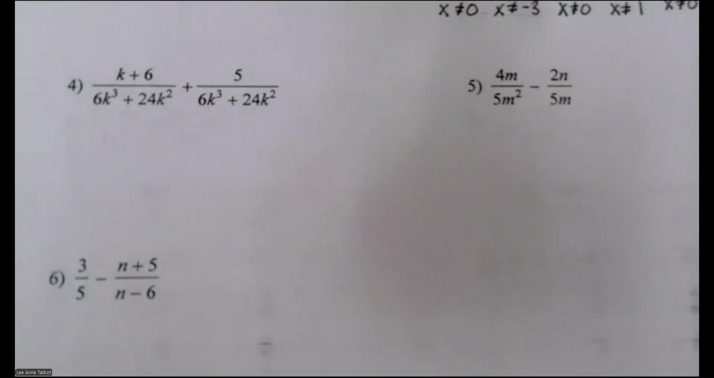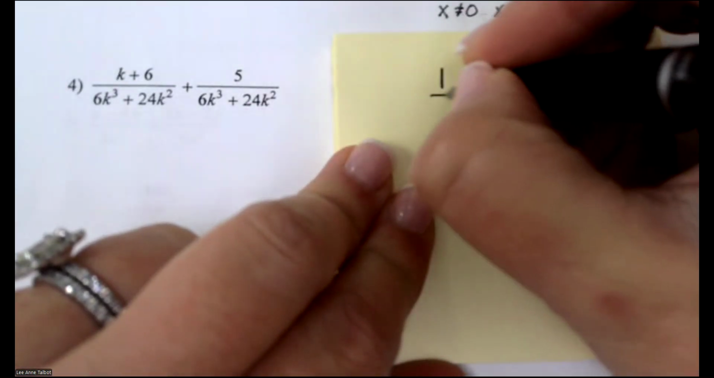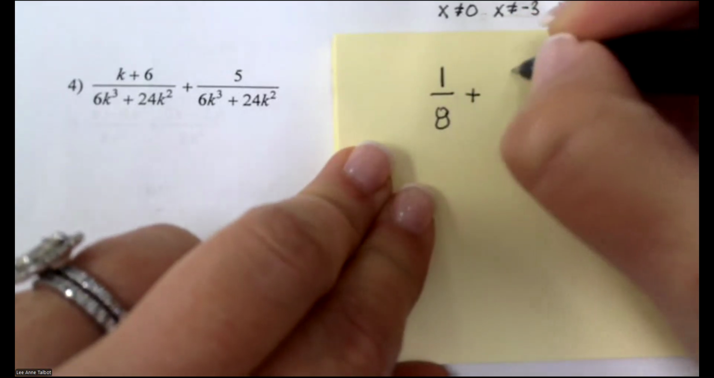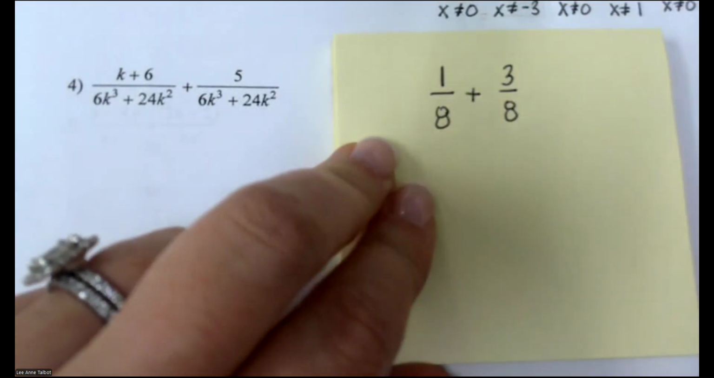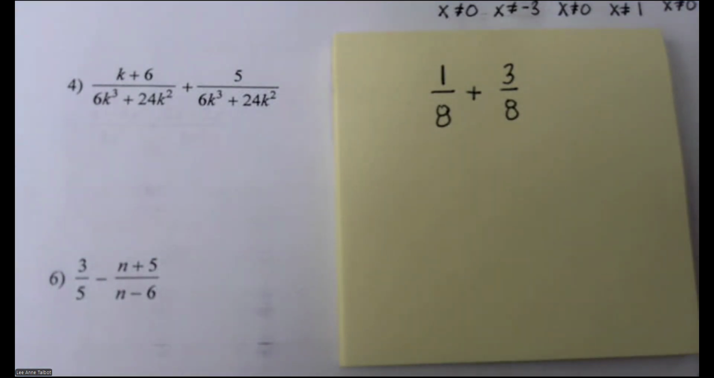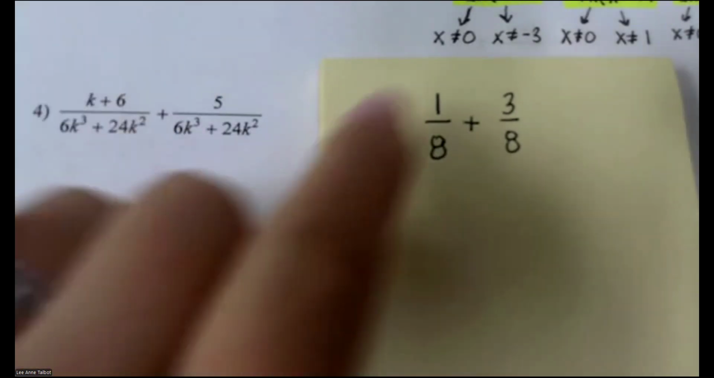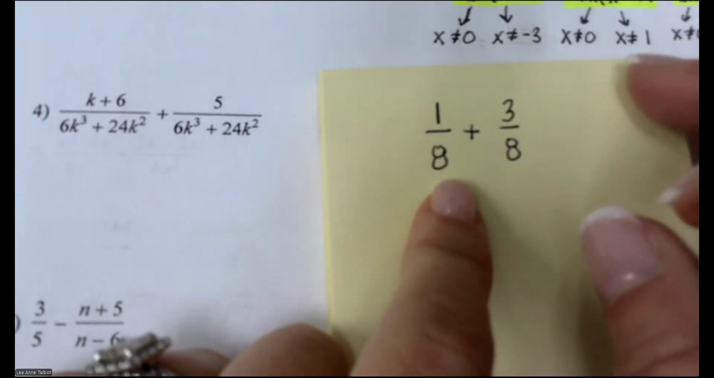So these are fractions with like denominators. I'm gonna bring you back to fourth grade. What is 1/8 plus 3/8? 4/8, yeah. What I want to make sure is that you don't say it's 4/16, or 4/64, or multiply both sides by something. What you do is you add across the top, and then the denominator is the common denominator.